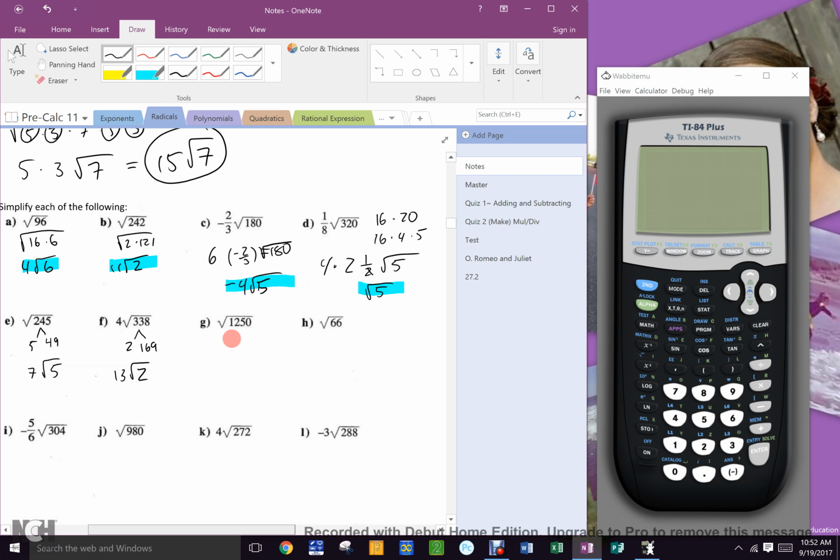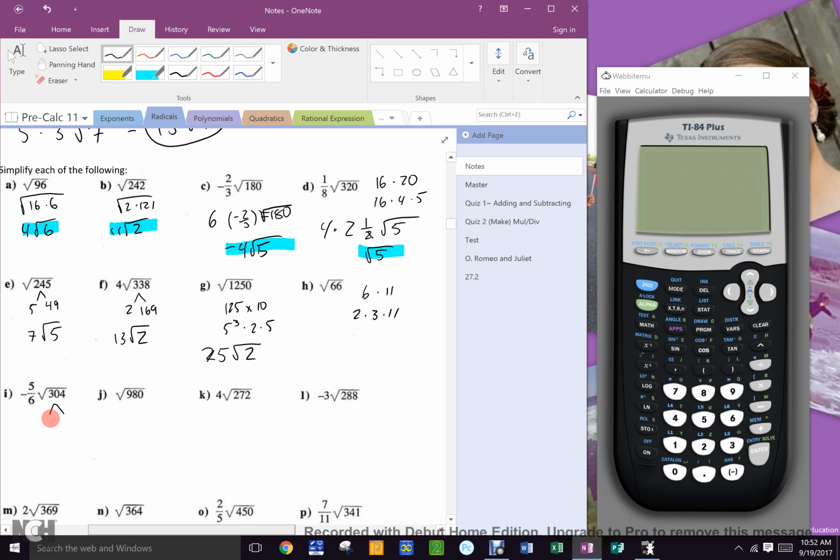1250 is 125 times 10, which is 5 cubed times 2 times 5. There's 4 5s, so out comes 2 5s. 25 root 2. 66. 6 times 11. 2 times 3 times 11. No groups. It's already done.